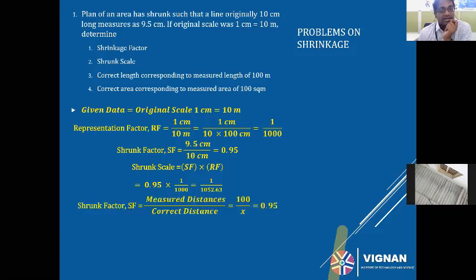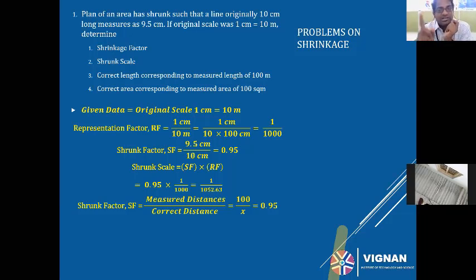So the correct length అనేది మీరు కనుక్కోవాలంటే you'll use this equation, right? Shrunk factor can also be measured as measured distance by correct distance, right? This equation is new, please write it down. Shrunk factor ni మనం ఇలా కూడా వాడచ్చు, measured distance by correct distance. ఇంతవరకు drawing లో ఉండి this is actual measured. So measured distance by correct distance equal to shrunk factor. The same 95% తగ్గుతుంది కాబట్టి.